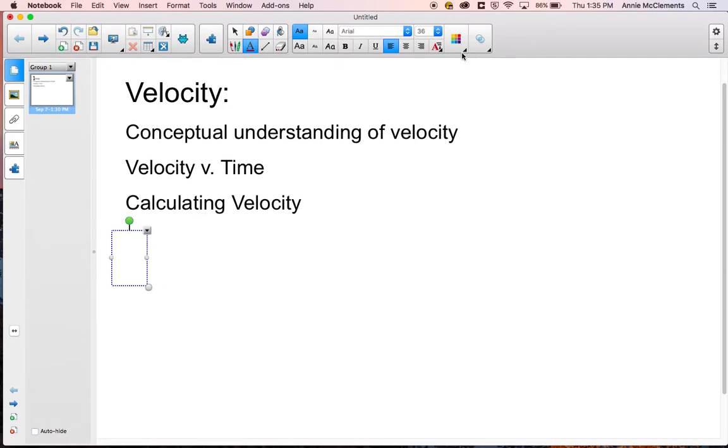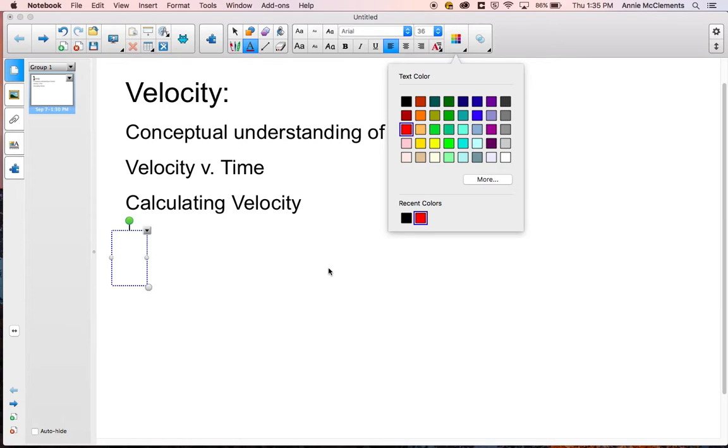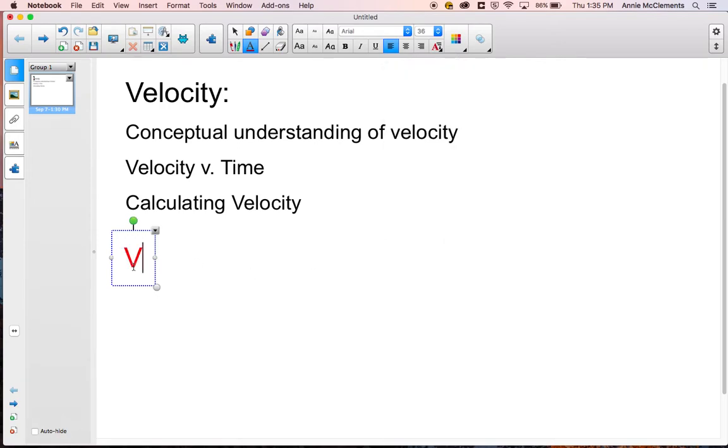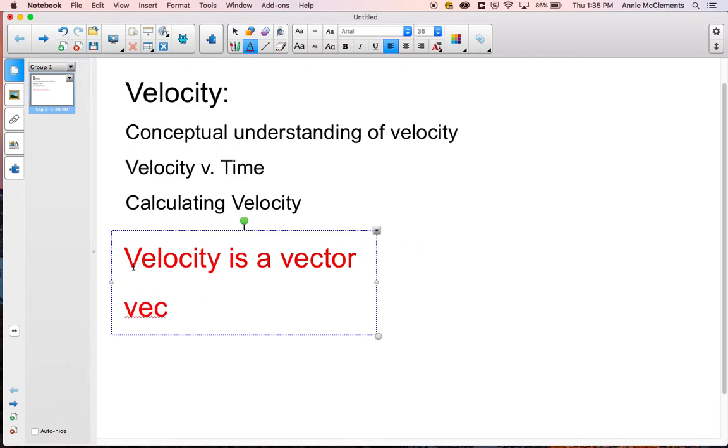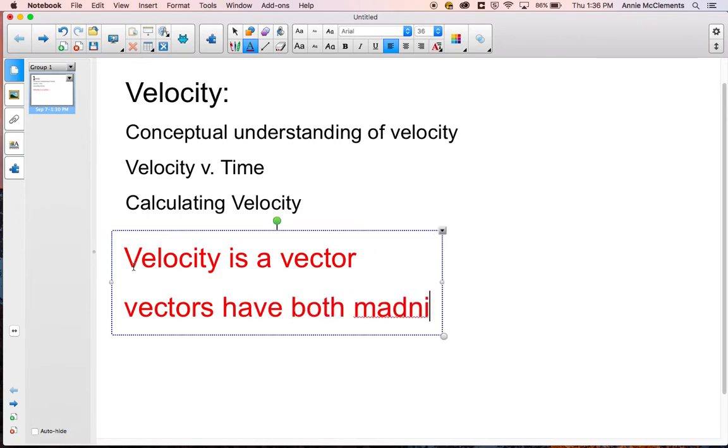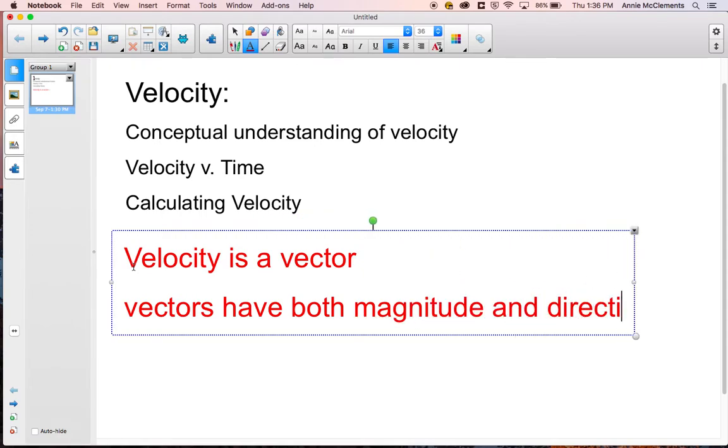Velocity is first and foremost a vector, right? Remember we talked about vectors versus scalars in our previous video. Remember, vectors have both magnitude, right? That is size. I can't spell today. Magnitude and direction.